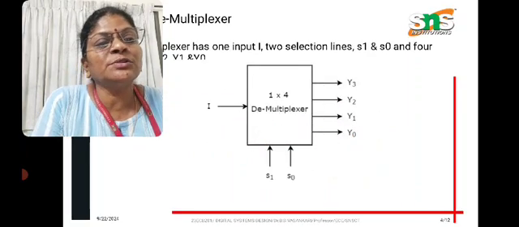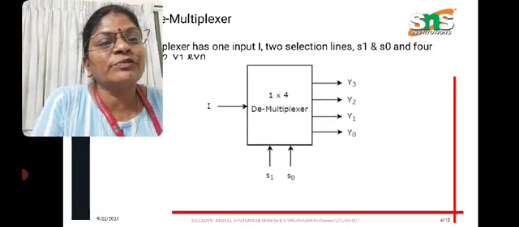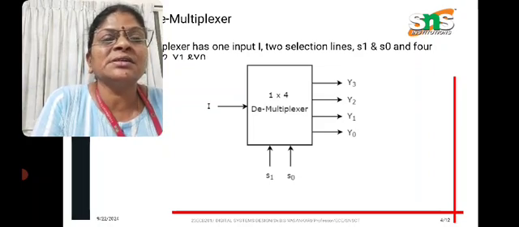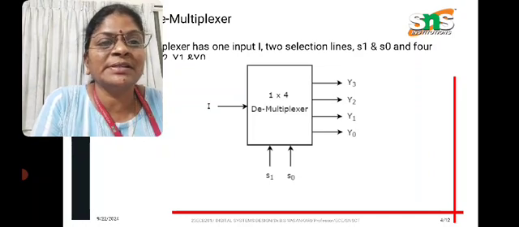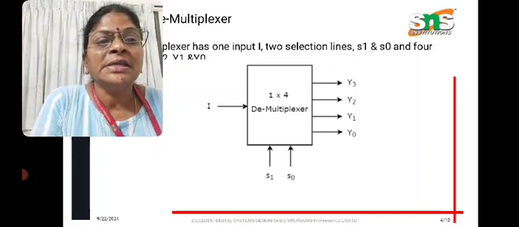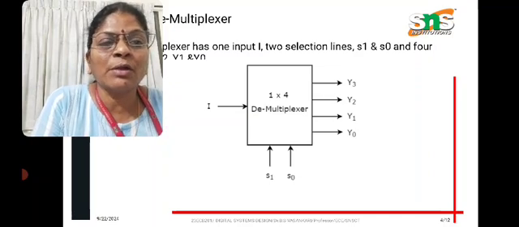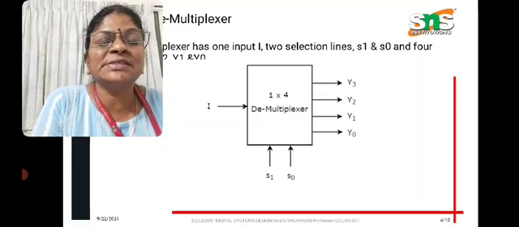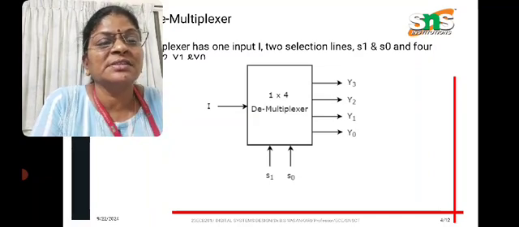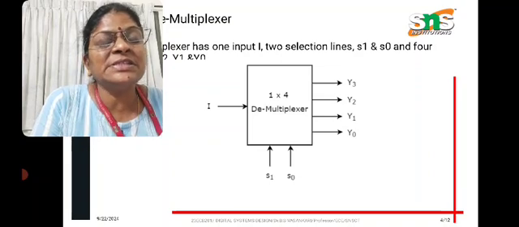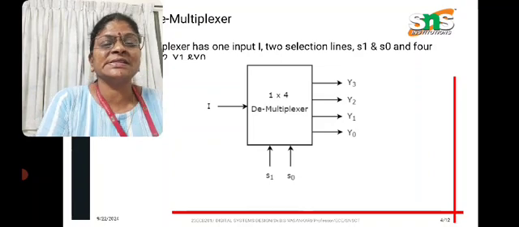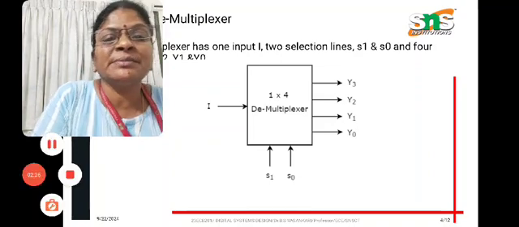In the multiplexer we discussed 4 cross 1, 8 cross 1 and 16 cross 1. Here the reverse function of the multiplexer is the demultiplexer. Instead of 4 cross 1, here we have 1 cross 4. Instead of 8 cross 1 we have 1 cross 8. Instead of 16 cross 1 we have 1 cross 16 here. So first let us discuss the 1 cross 4 demultiplexer.